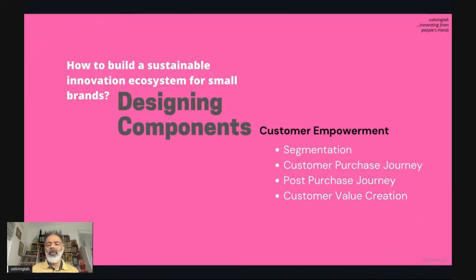So what are the things we have to take care of in customer empowerment? That is segmentation. Of course, you have to segment customers. Then customer purchase journeys, that is how the customer comes to the purchase point step by step. Then post-purchase journeys, that is after purchase, how the customer is going to use it. Then customer value creation. In this presentation, we specifically talk about these 4 points: segmentation, customer purchase journey, post-purchase journey, customer value creation.